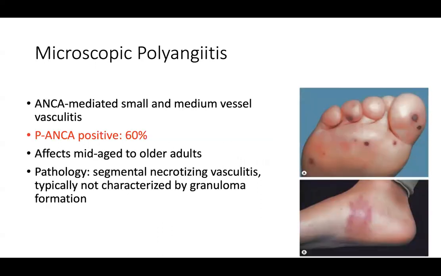And microscopic polyangiitis, as I mentioned, is another small to medium vessel vasculitis. It's ANCA mediated. Typically, it's P-ANCA positive in 60%, but of course, it could be C-ANCA in some cases, where you may not detect any ANCA positivity. It affects mid-aged to older males, and the pathology shows segmental necrotizing vasculitis, but usually you don't see granuloma formation in this entity.